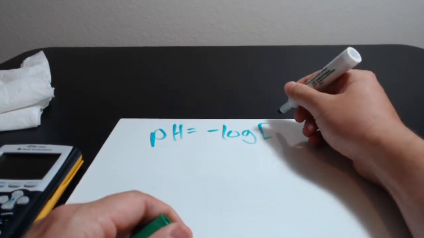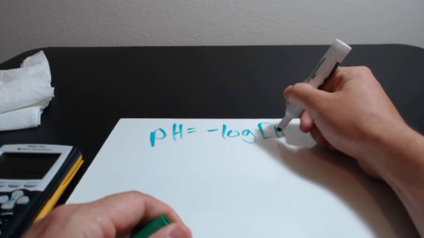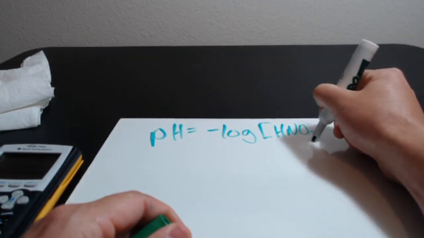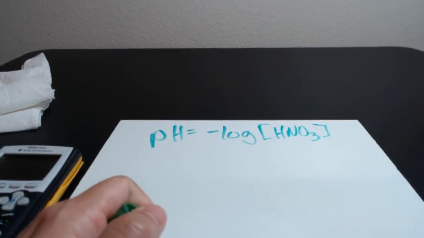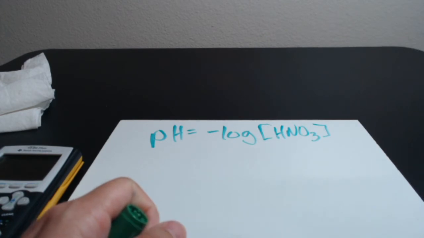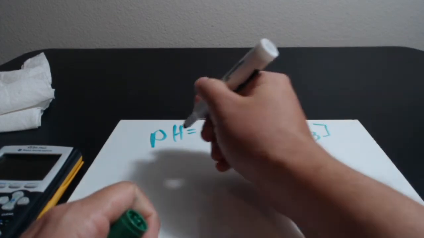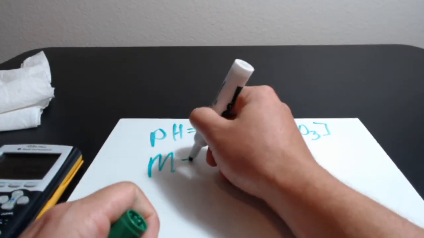So the equation we're using is the same one we used in the last one. Negative log of the concentration of the acid. In this case, our acid is nitric acid. But we don't have that concentration yet. We have to figure it out ourselves. So we need to know what the molarity of that acid is.